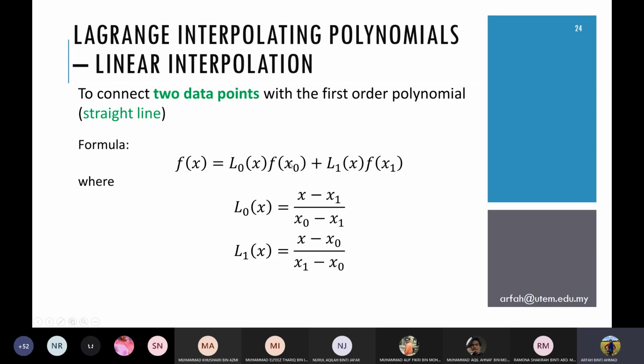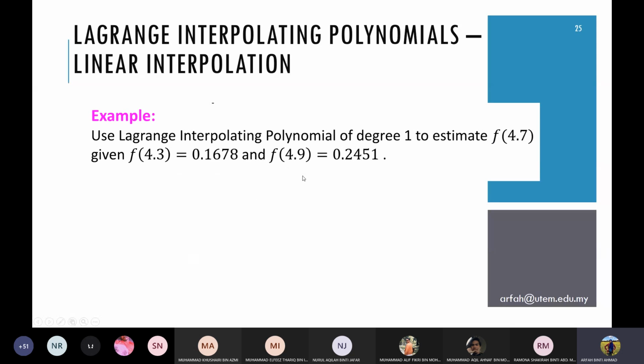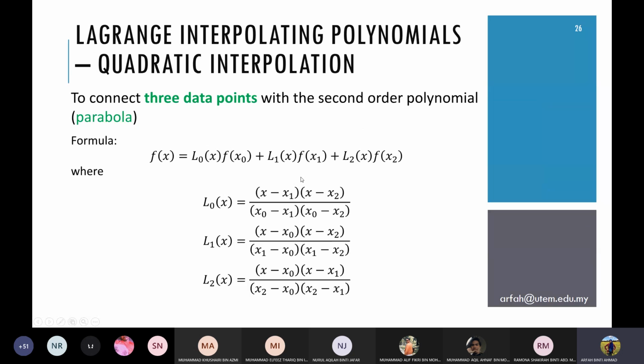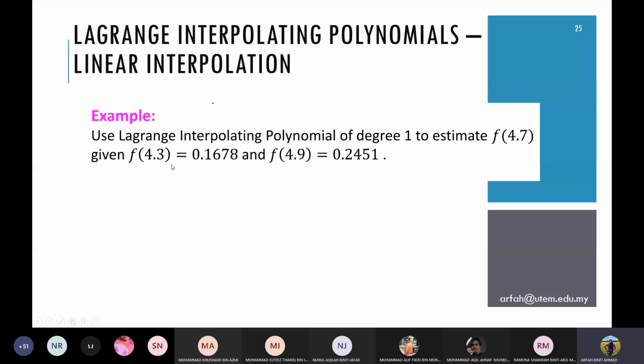So you are given 2 points in this case, x0 and x1, and the associated f(x0) and f(x1). So substitute in the equation, then kita akan tengok this example untuk dapatkan dia punya Lagrange interpolation to estimate f(4.7). So dia bagi 2 point ya. x0 is 4.3, f(x0) is 0.167, and x1 is 4.9, f(x1) is 0.2451.